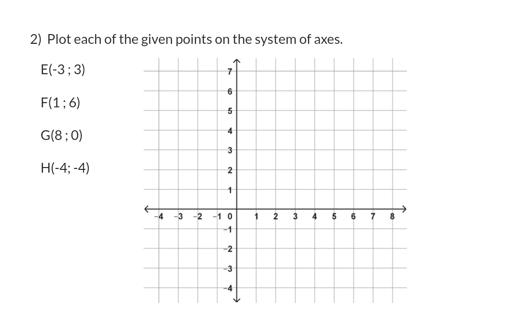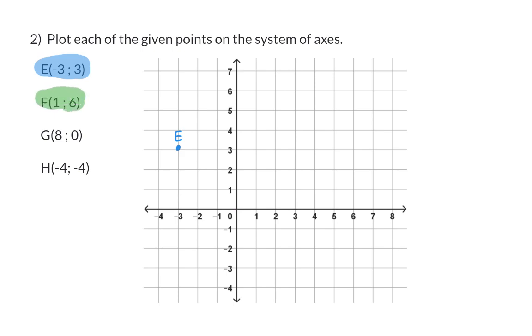Example 2. Plot each of the given points on the system of axes. Firstly, we have point E. Remember that we start on the origin, and now we need to move 3 units to the left in the negative direction and 3 units up. So point E is in the second quadrant.